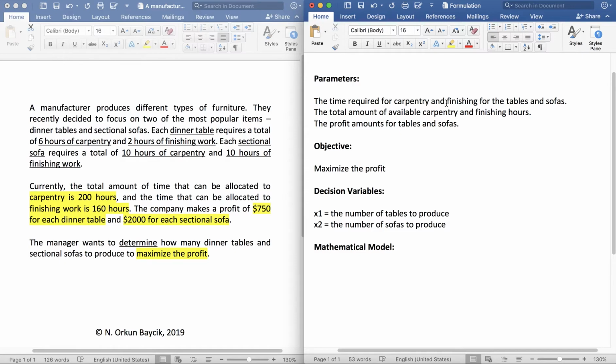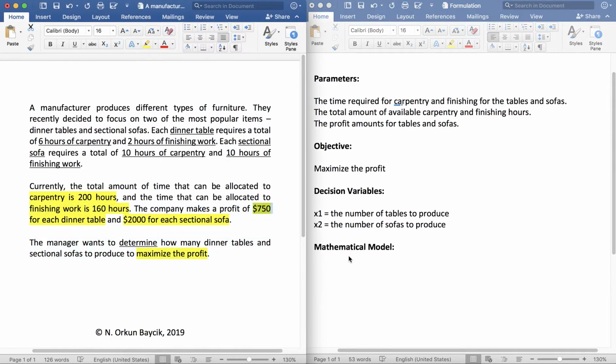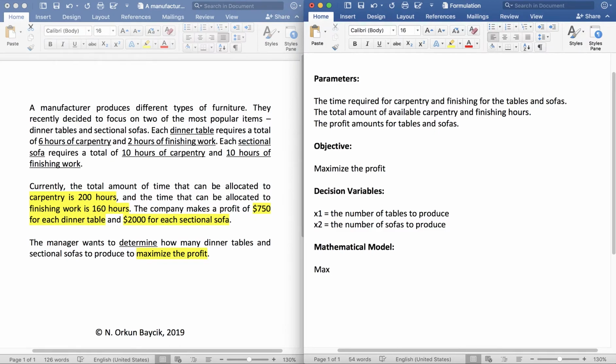How much money or how much profit am I making per each dinner table that I sell? That is given in the question, which is $750. Okay, so if I multiply 750 by x1, that will give me the amount of profit I make by selling a certain number of tables. Okay, so I'm going to maximize the profit from dinner tables plus the profit from sectional sofas. The 750x1 represents the profit I make by selling dinner tables.